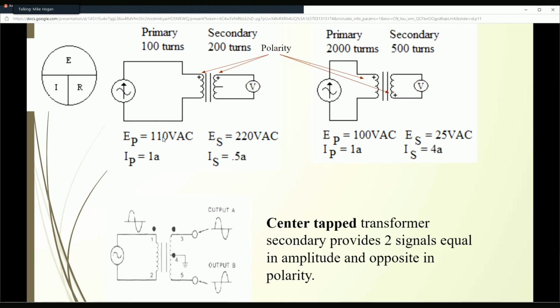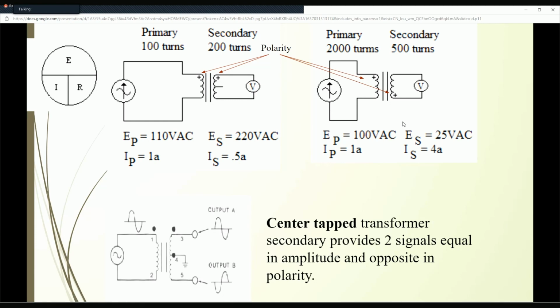So 110 volts times 1 amp gives me 110 watts. If my voltage increases to 220 volts in the secondary and my power, for all practical purposes, remains the same, then if the voltage doubled, my current is going to be cut in half. If I do the same math, 220 volts times 0.5 amps gives me 110 watts. So my power is staying the same, even though I know I'm going to have some power loss because of the coefficient of coupling.